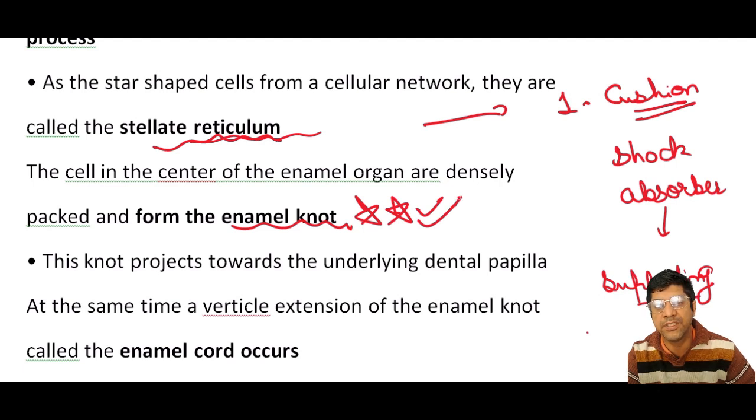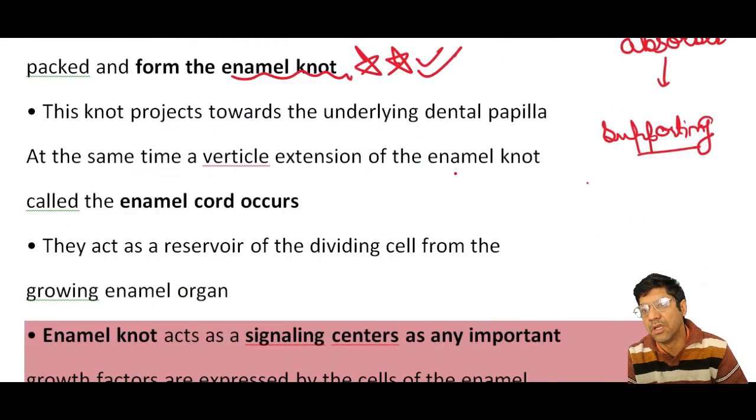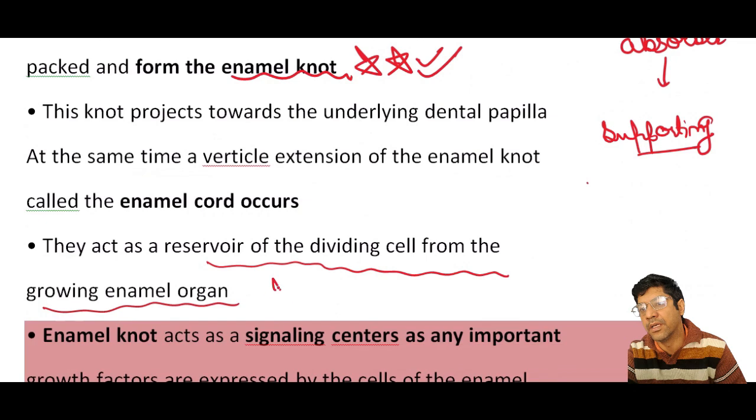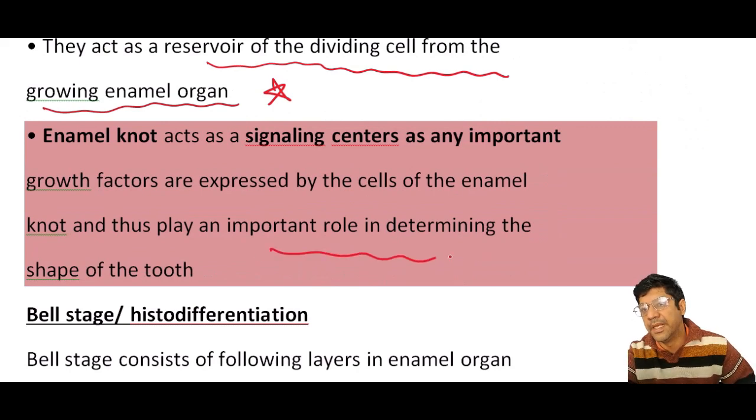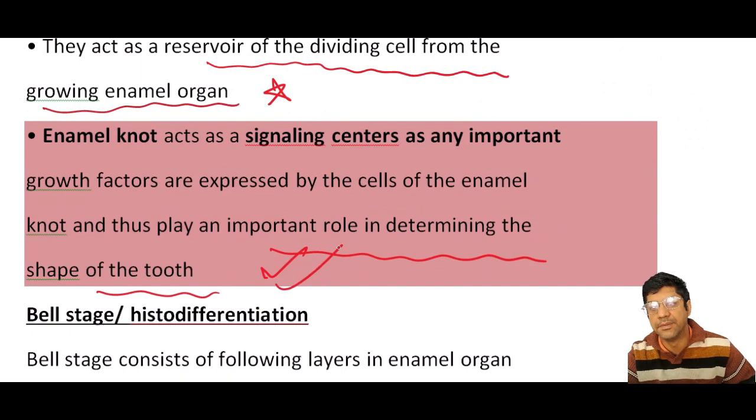So what is the function of this enamel knot? You can get an MCQ. The enamel knot plays a role in signaling and determining the tooth shape, but it disappears before the enamel formation. The enamel knot would act as a reservoir of dividing cells for the growing enamel organ. So the enamel knot plays an important role in determining the shape of the teeth, and it disappears before enamel formation begins. The enamel organ, during its development, forms specialized structures. What are those structures? They are the enamel knot and enamel cord.